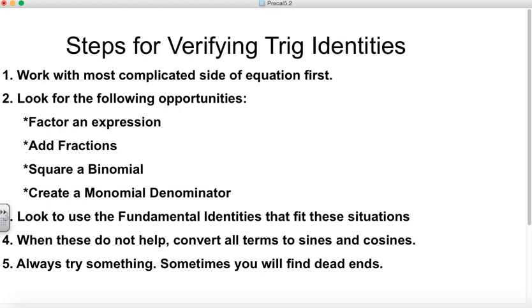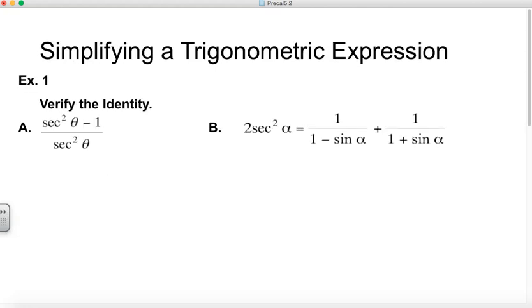But always try something, okay? There's going to be times you're going to get to a dead end and you need to go back and try something else, okay? That's going to happen on these, so just try not to get too frustrated. It's kind of like a maze. You try one way, you run into a dead end, you got to go back and try another way. And you just got to keep going until you solve the maze.